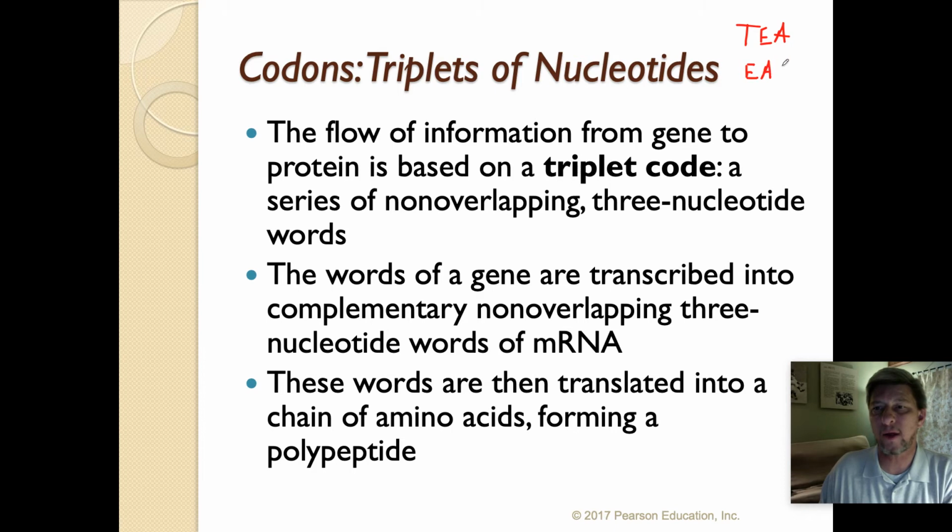And yet, if I organize these 3 letters in 3 different ways, I can produce 3 different words. All right. And so it's not that an adenine, a guanine, and a cytosine together always produce the same amino acid, because you can arrange them in different orders and code for different amino acids. And so the words of a gene are transcribed into complementary, non-overlapping 3-nucleotide words of mRNA. These words are then translated into an amino acid, and many words form a chain of amino acids, which makes the polypeptide.